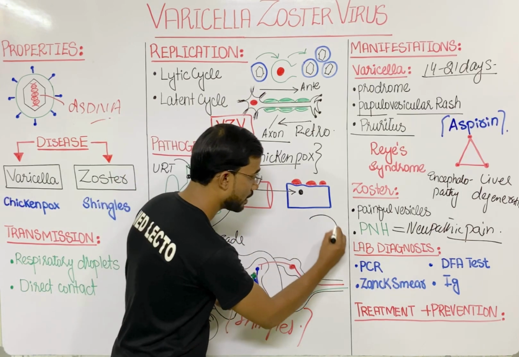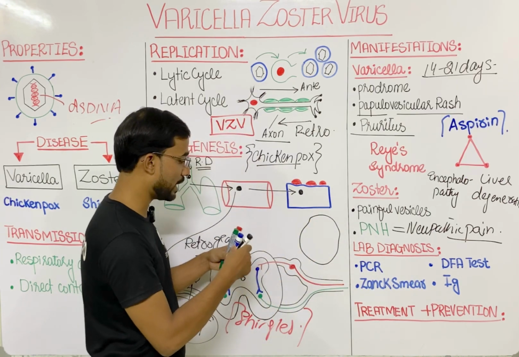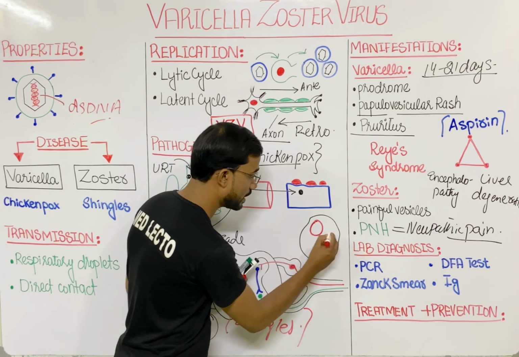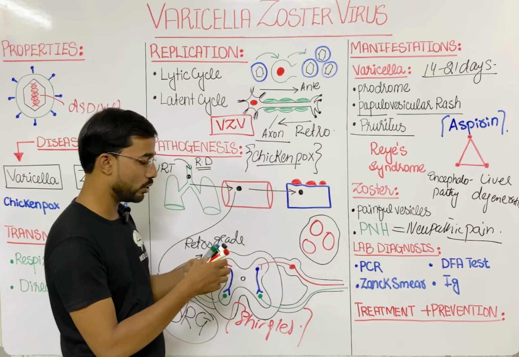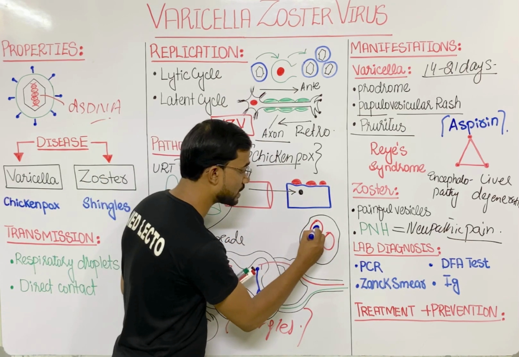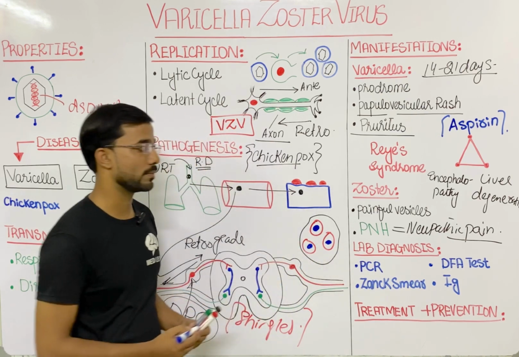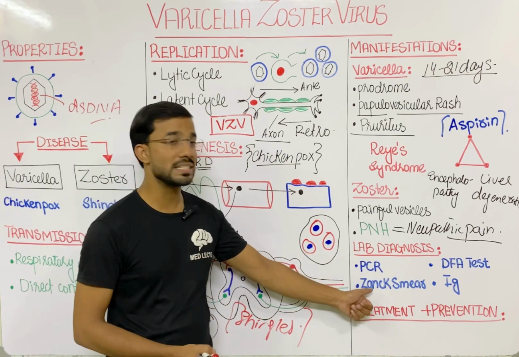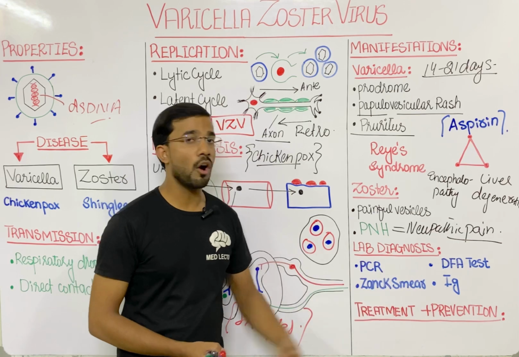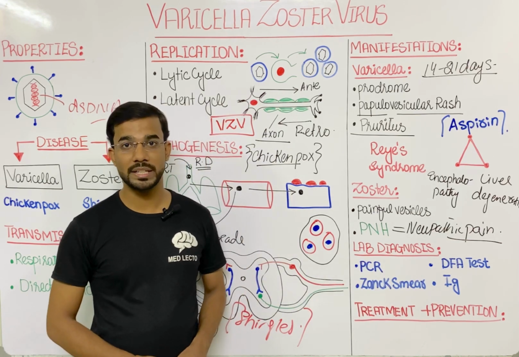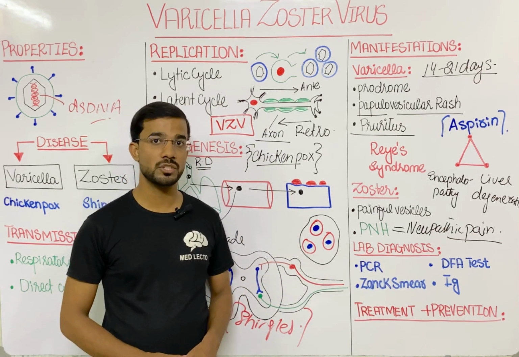Here is the multinucleated giant cell. Here is the giant cell having many nuclei, and inside the nucleus you will see the inclusion bodies. So that is actually the Tzanck smear. And you can also go towards serology, in which you will detect the antibodies against the varicella zoster virus.